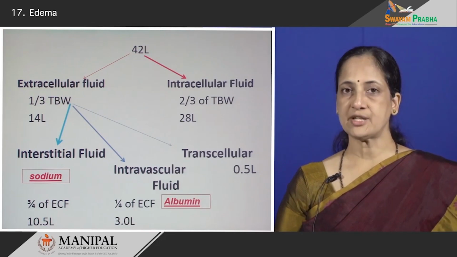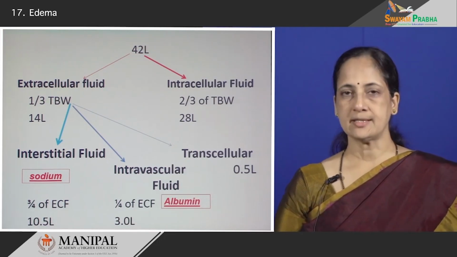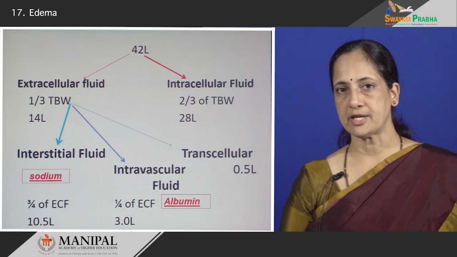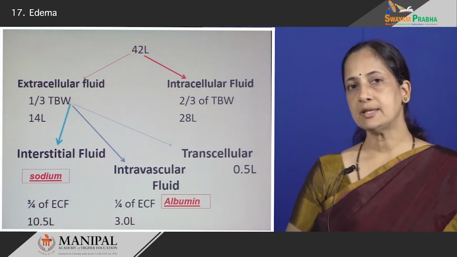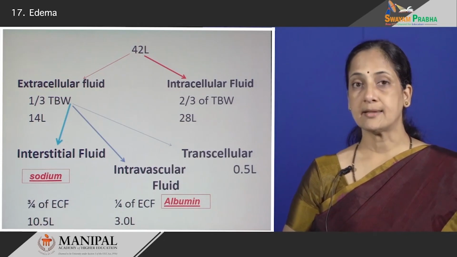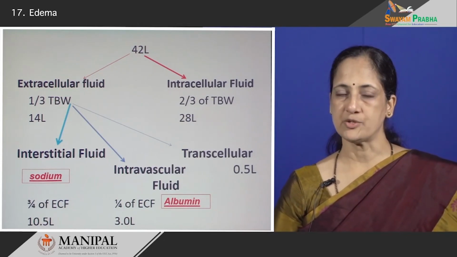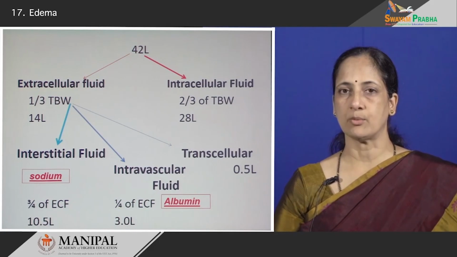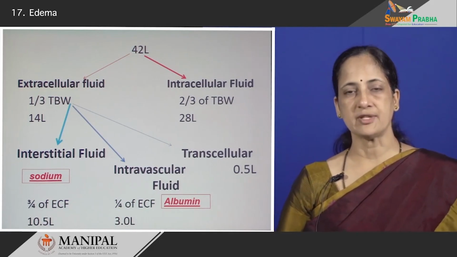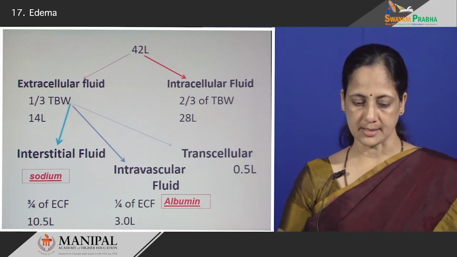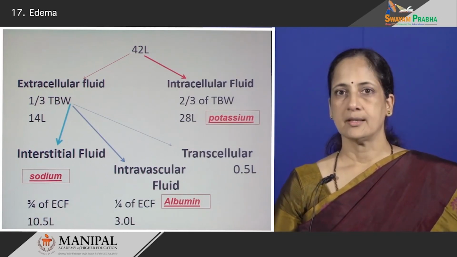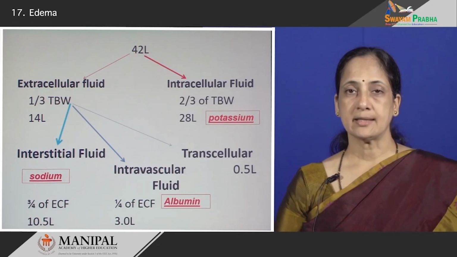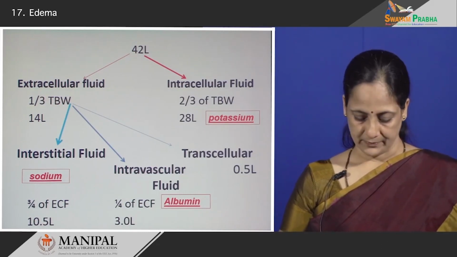The intravascular fluid also gets some of its osmotic pressure from the sodium in it, but the albumin that is dissolved in it adds another 20 millimeters of mercury to the pressure. So, the albumin is actually the one which determines the pressure of the intravascular compartment. In the intracellular compartment, the oncotic pressure is determined by the dissolved potassium.